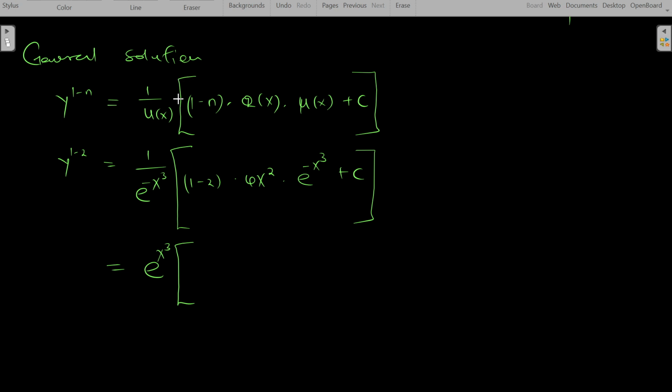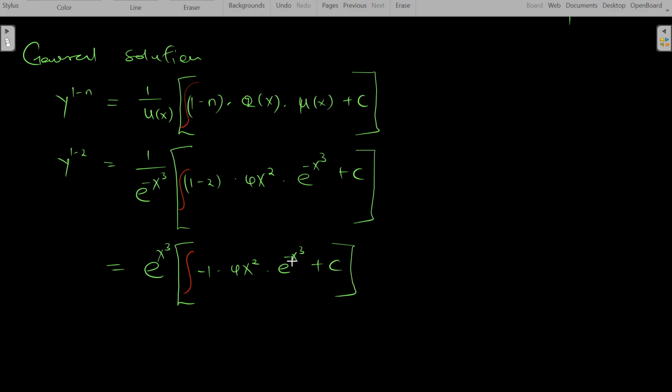Remember, sorry, we should have an integral sign at this point. So we're taking the integral of the whole expression. If I take this and minus this, I should get negative 1 multiplied by 4x squared multiplied by e raised to negative x cubed, plus a constant c.